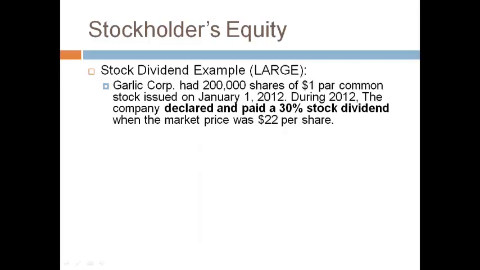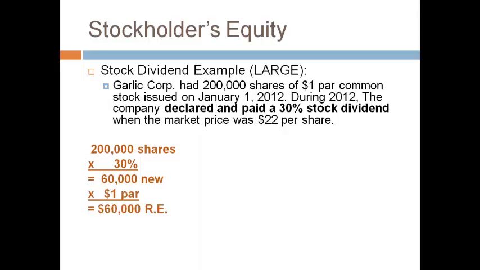Let's take a look at an example of a large stock dividend. This company has 200,000 shares of $1 par stock issued just prior to declaring the dividend. A 30% stock dividend means that 30% more shares, or 60,000 shares, will be issued. A large stock dividend records retained earnings at par times the number of shares to be issued. Common stock is always recorded at par. No paid-in capital is needed to balance the journal entry.